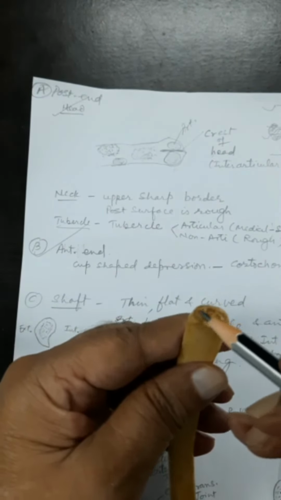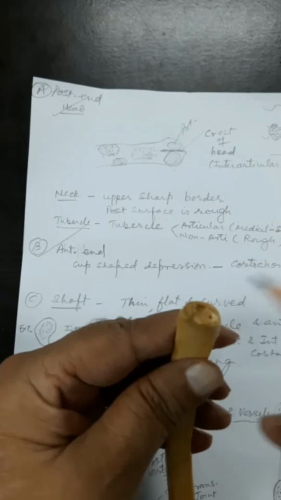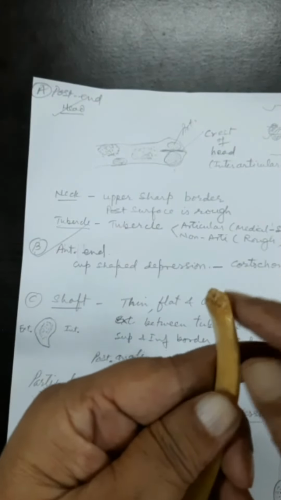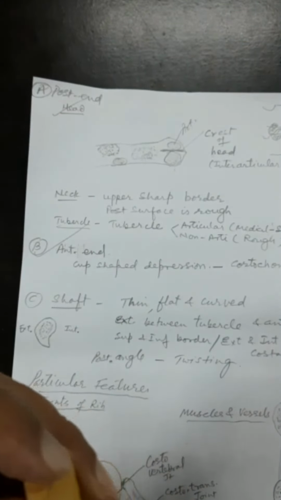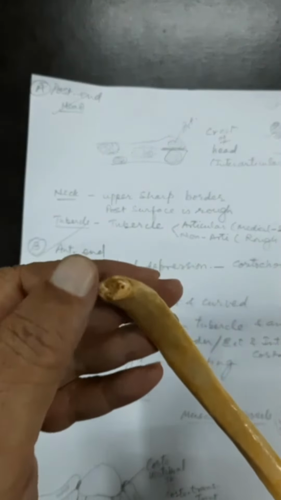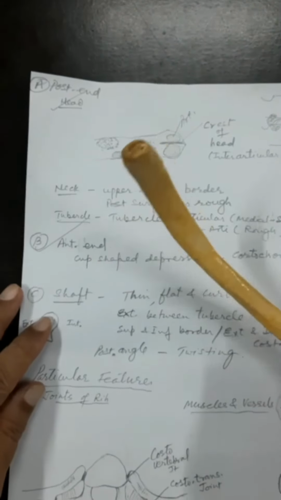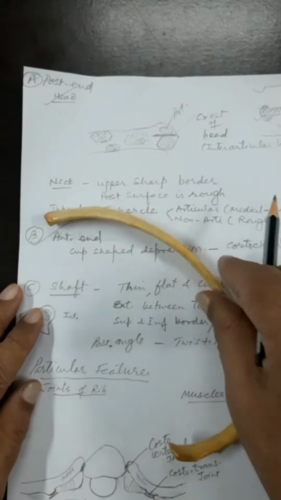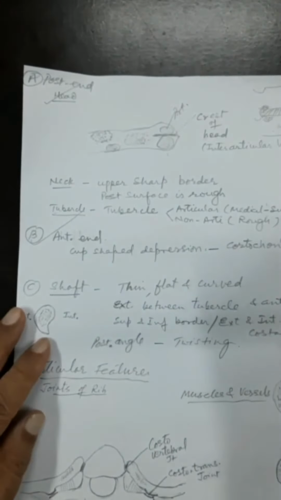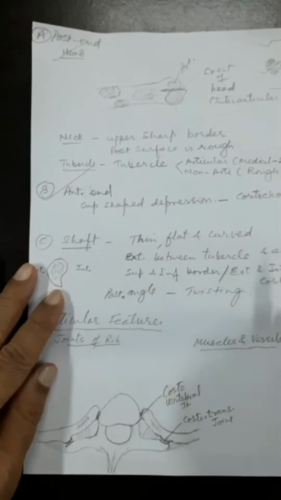The costal cartilage will come to get attached here, and it goes and gets attached to the lateral margin of the sternum. This is the primary cartilaginous joint, but the other one is a synovial joint. The other end of the costal cartilage will form a synovial joint. So this is the anterior end. Let us come to the shaft.